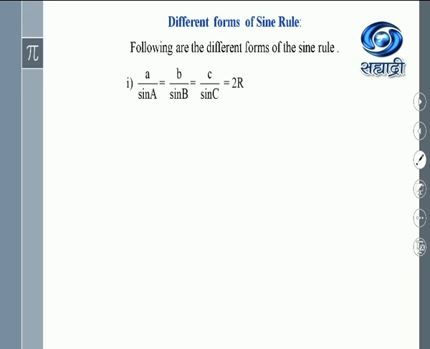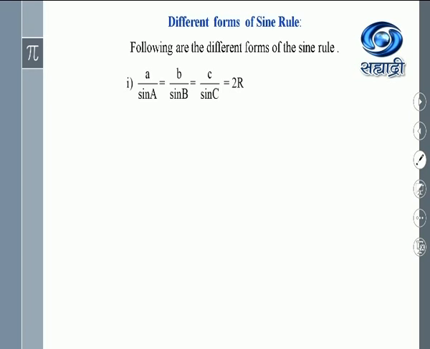This we already proved in the standard form, which is a upon sine A is equal to b upon sine B is equal to c upon sine C is equal to 2R. Remember what to keep in mind: for the sides we will write the small letters, and for the angles we will write the capital letters.